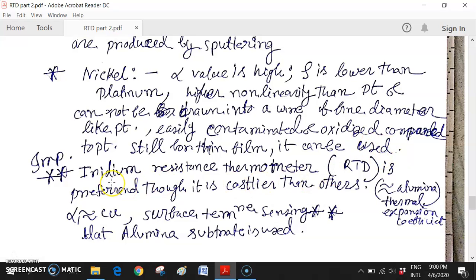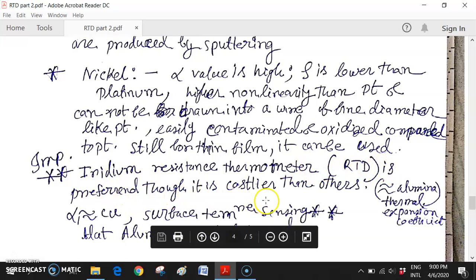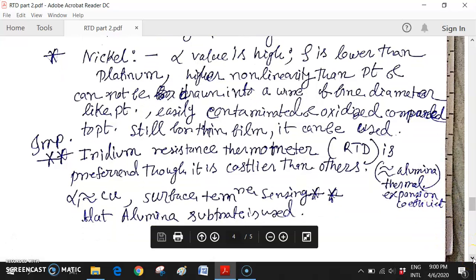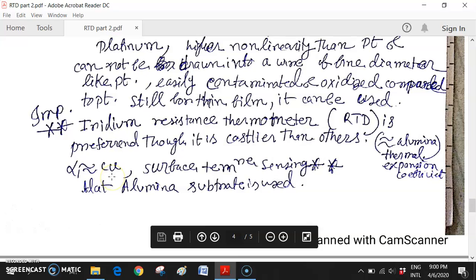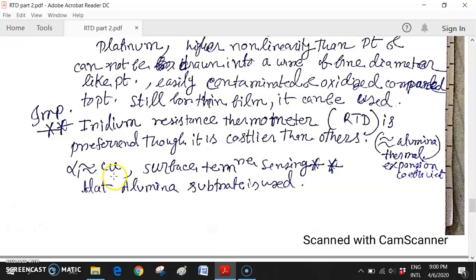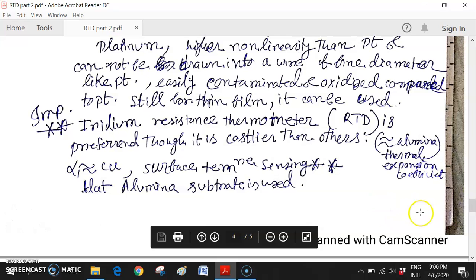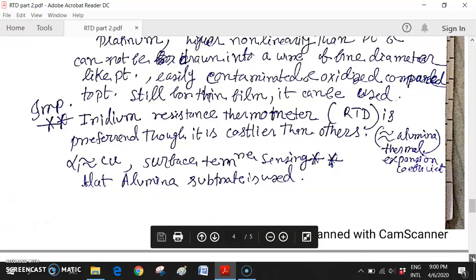Another one is iridium. Iridium resistance thermometer is preferred, though it is costlier than the others. Its thermal expansion coefficient is approximately equal to alumina, and its alpha is compatible with the alpha of copper. It is mostly used for surface temperature sensing. So these are the attractive features of thin film type IPRTs.